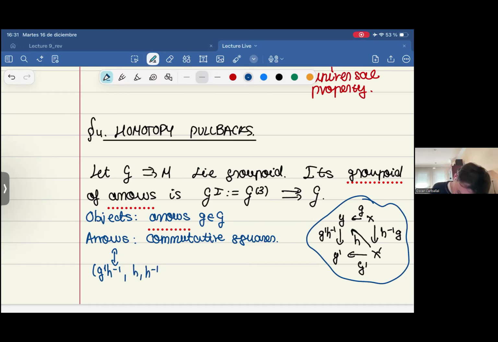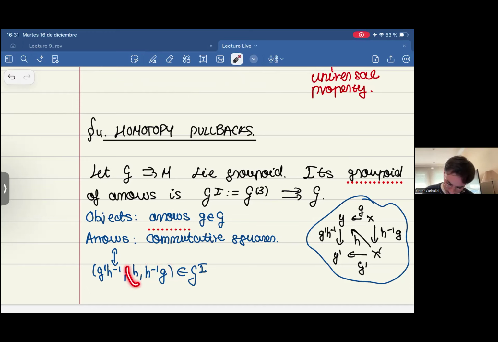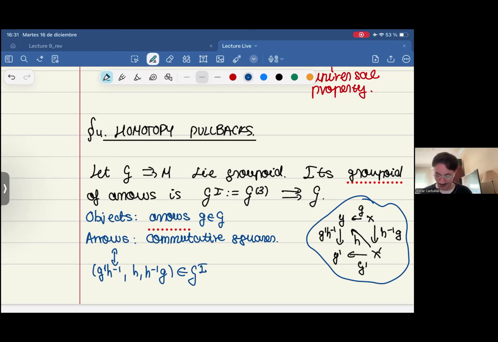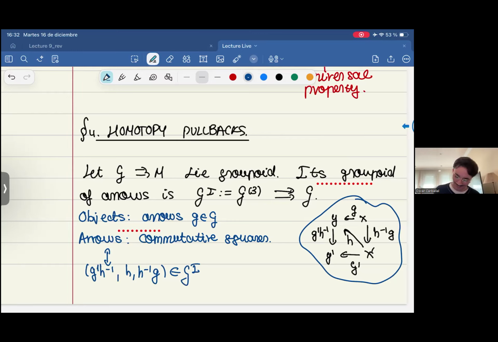The left arrow here, connecting X and Y, is h. And this is a composable arrow because the target of this is the source of h, and the target of h is the source of this one. You can check it from the diagram. So it's like joining diagrams. It is very interesting. Yesterday I was computing everything for this Lie groupoid: what is the source map, what is the target map, what is the multiplication, what is the inverse. It is not difficult, but it's nice if you like playing with commutative diagrams.